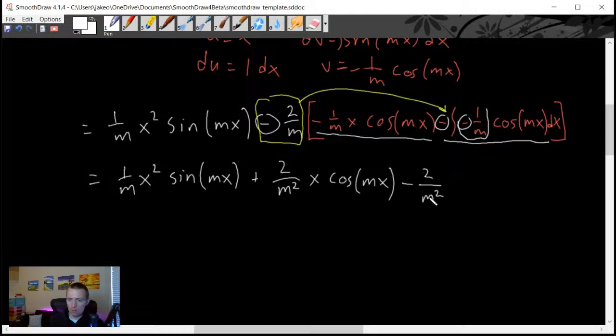And then, let's see here. Okay. And then, so that's accounted for this 2 over m distributing in. We've also pulled this negative 1 over m out of our integral. So we still have the integral itself, and we're taking the integral of cosine mx dx.